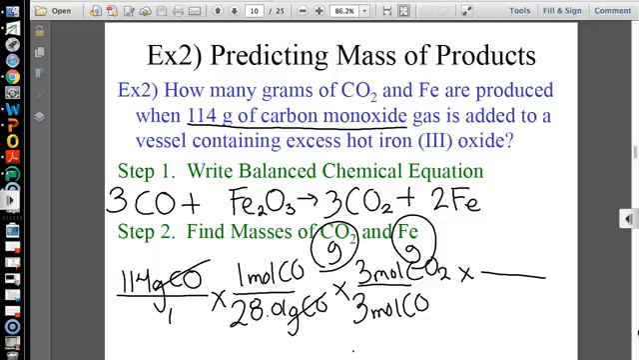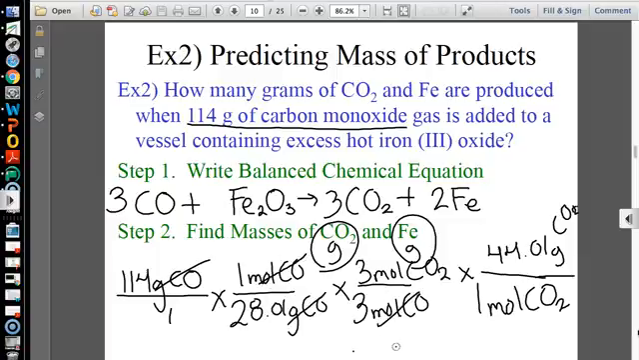So anyway, I'm at moles of carbon dioxide now. I'm going to go to grams of carbon dioxide. So 1 mole of carbon dioxide weighs 44.01, I think, with your periodic table. So anyway, moles of carbon dioxide cancel, moles of carbon monoxide cancel, and I'm left with grams of carbon dioxide, which is what I was wanting. So now it's just a simple step of doing some math and getting an answer here.